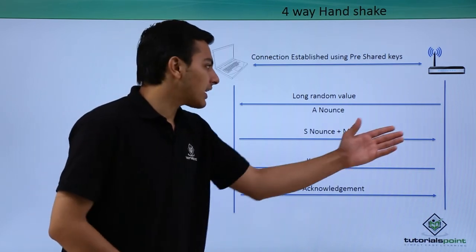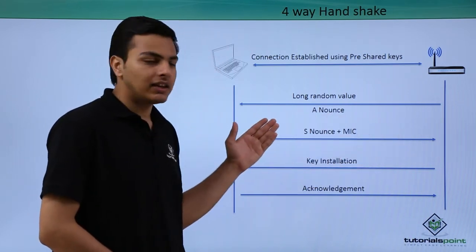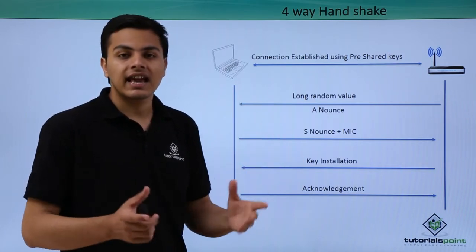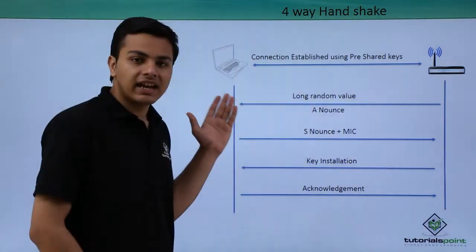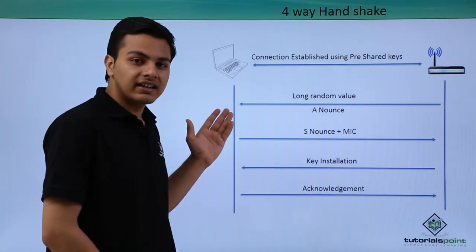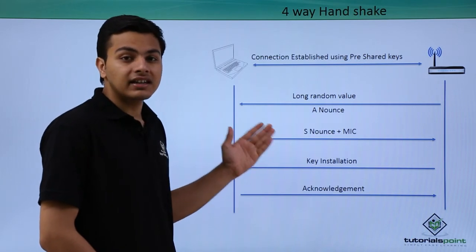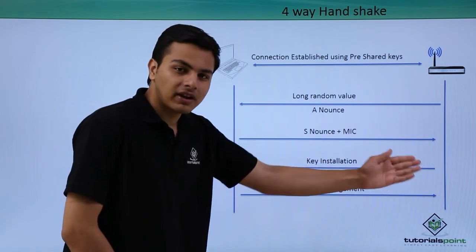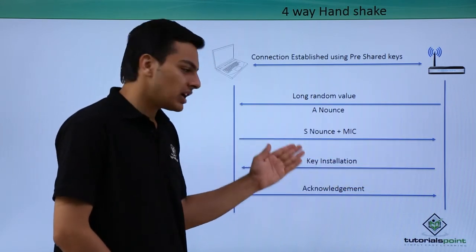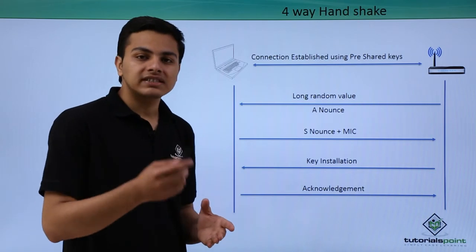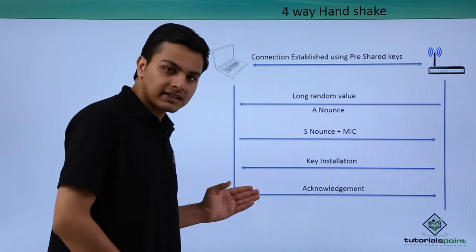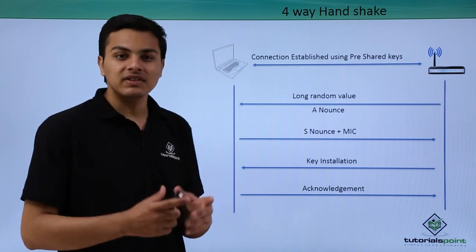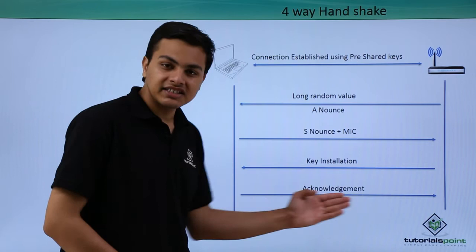So once our access point sends the long random value to the client, this long random value is called the ANonce, that is the access point nonce, and once our client receives the ANonce, the client will send the SNonce, or supplicant nonce, plus the MIC, the message integrity check, to the access point. And once our access point receives the SNonce, what will the access point do? The access point will send a key installation message, a packet with a key installation, and once the key is installed on the client side, the client will send an acknowledgement, that is the key acknowledgement.